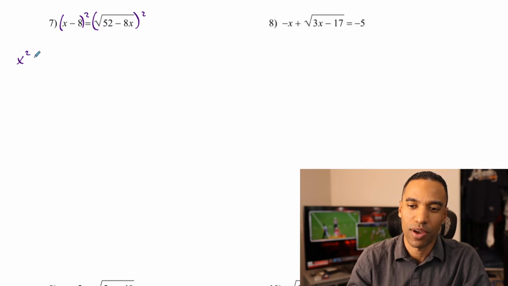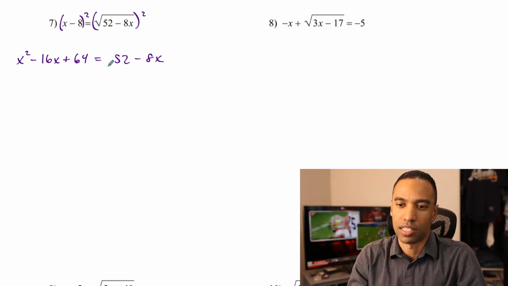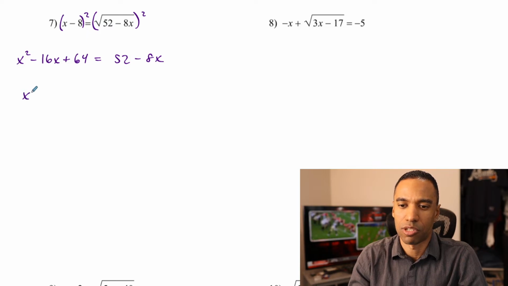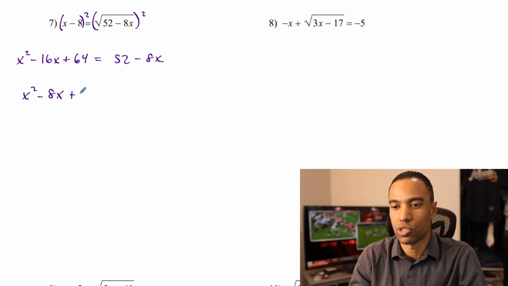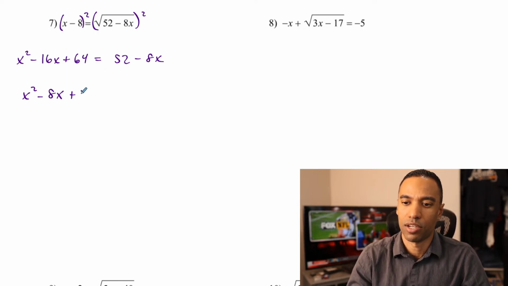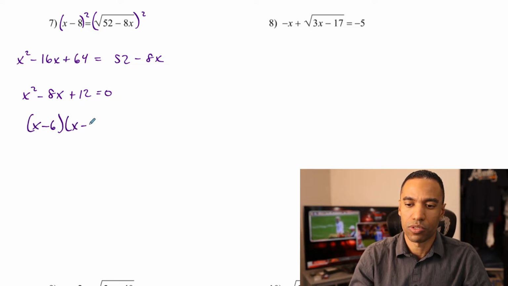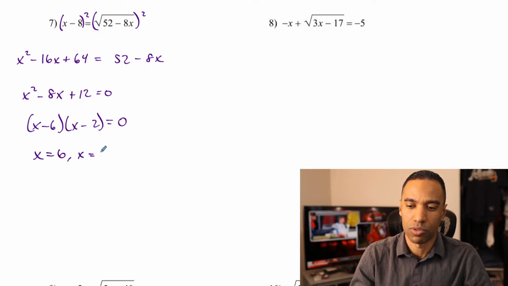Let's once again square both sides right here. But this will be relatively quick with this stuff here. Squaring this side will give you x squared minus 16x plus 64. And this side you'll get 52 minus 8x. Let's move these things over here. Add 8x to both sides. You get minus 8x. Minus 52 is plus 12. Let's write that correctly. Set it equal to 0. So that's x minus 6 times x minus 2 equals 0. So x equals 6 or x equals 2.